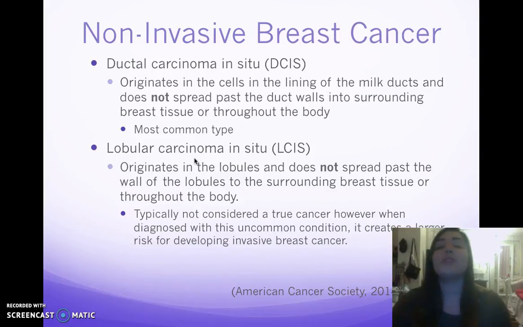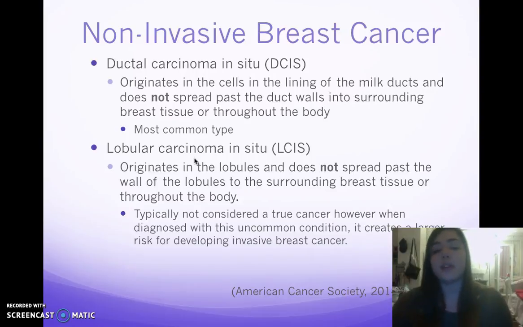So there's two different categories of breast cancer: non-invasive and invasive. Non-invasive is the less serious of the two. Non-invasive breast cancers are called in situ, so that means that it is situated, which means that it has not metastasized or traveled past the part where it originated. So ductal carcinomas are carcinomas that originate in the cells that line the milk ducts. They have not spread past the breast tissue or throughout the body, and ductal carcinoma is the most common type.